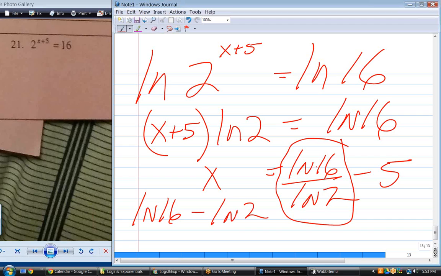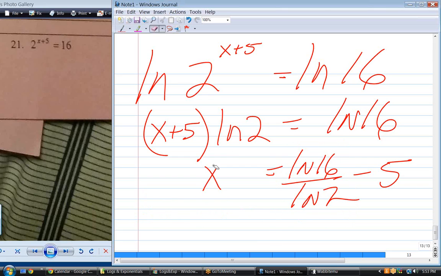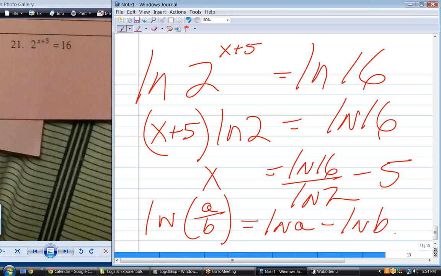In other words, I can't expand this expression because I'm dealing with division of two log expressions. The division property that we are used to dealing with is where the division takes place only in the argument, and then log of a over b converts to natural log of a minus natural log of b. But notice that there's no natural log of anything divided by natural log of anything.